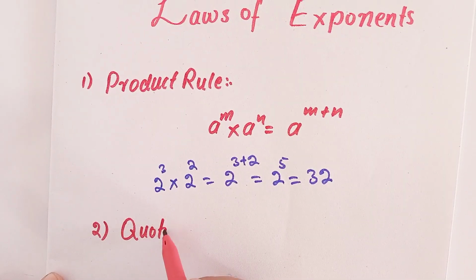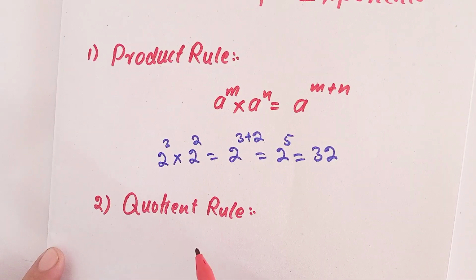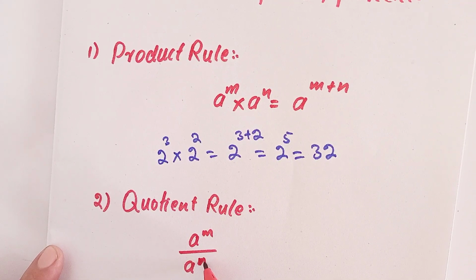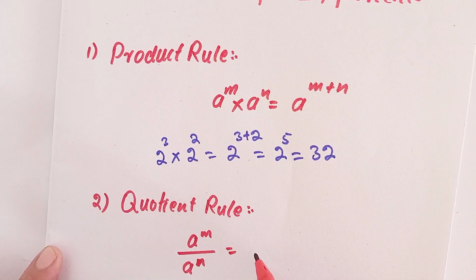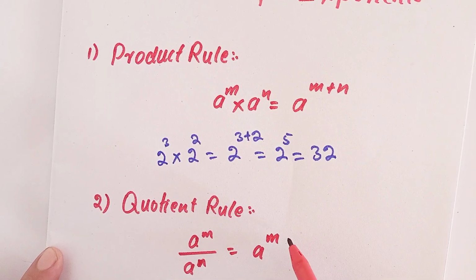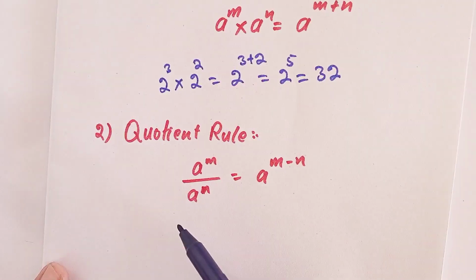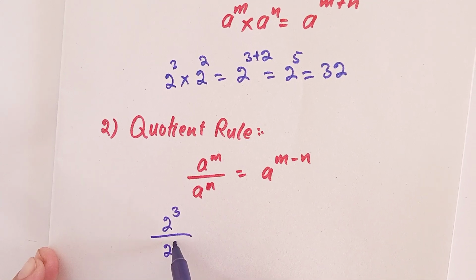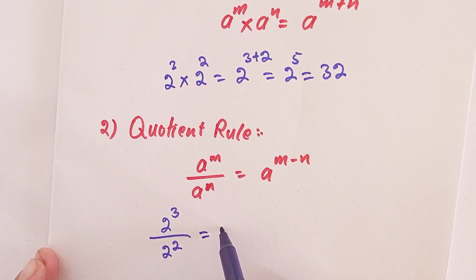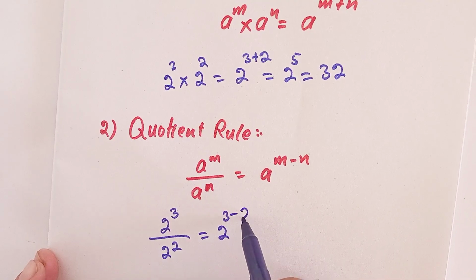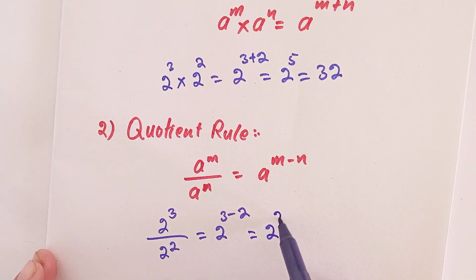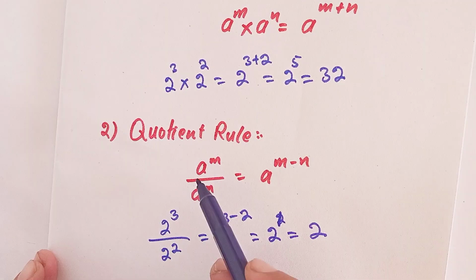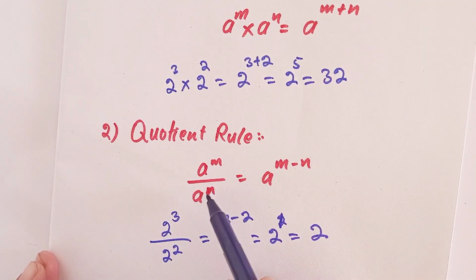The second rule is the quotient rule. Quotient rule says that a raised to the power m divided by a raised to the power n is equal to a raised to the power m minus n. For example, 2 raised to the power 3 divided by 2 raised to the power 2 is equal to 2 raised to the power 3 minus 2, which is equal to 2 raised to the power 1, which is equal to 2.